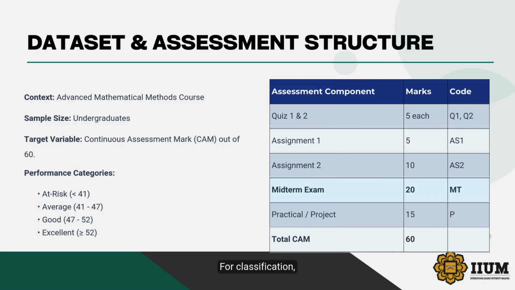For classification, we defined 4 performance categories. These are based on the 60-mark scale. The most critical is "at risk", scoring below 41 marks. Our models must accurately flag this group.